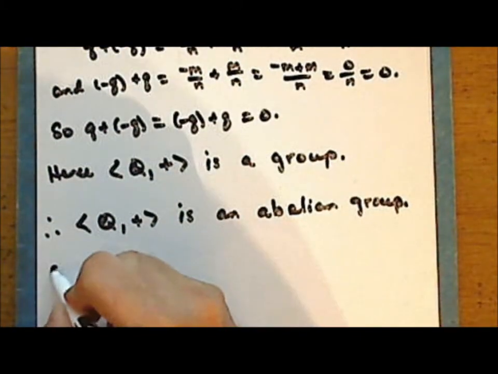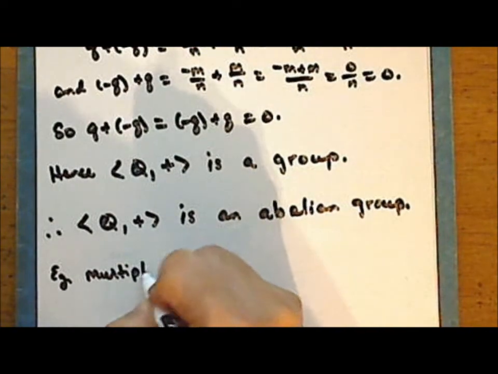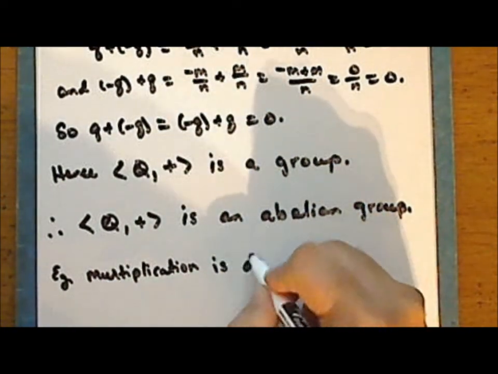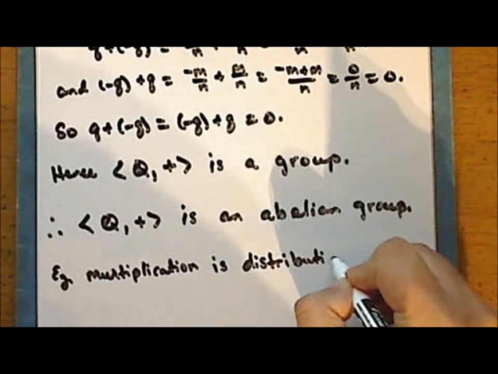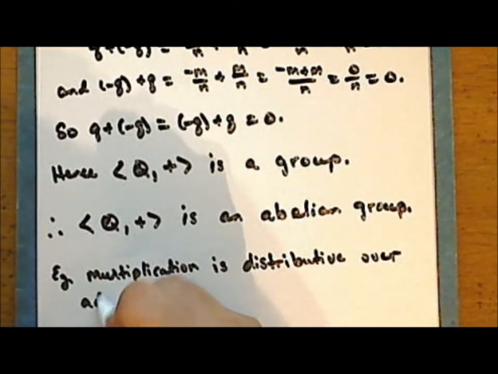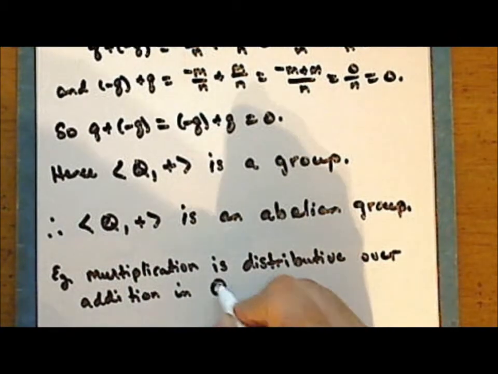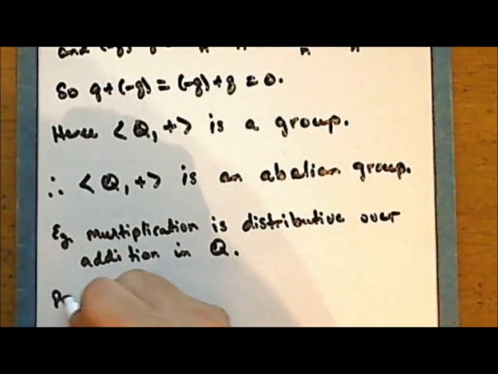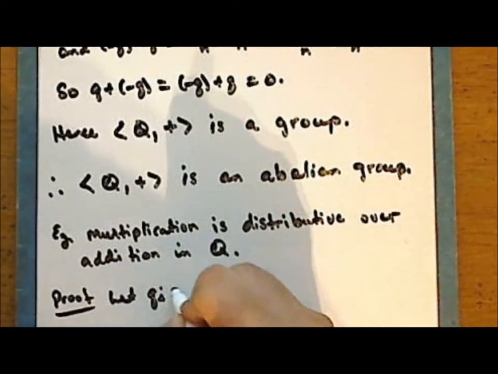Okay, so next we will show that multiplication is distributive over addition in the rationals. So proof. Once again, let q sub i be a rational number.